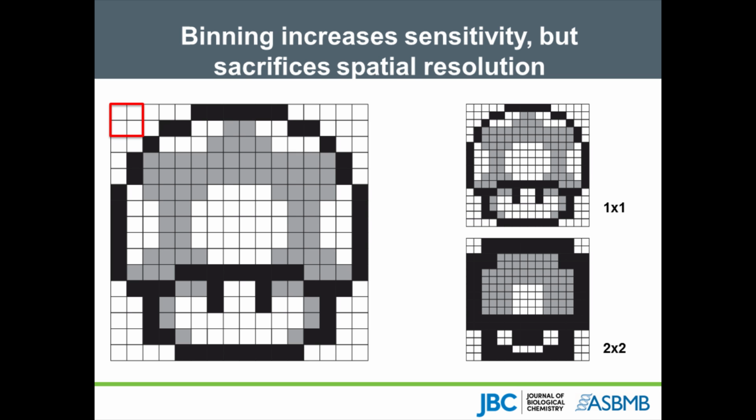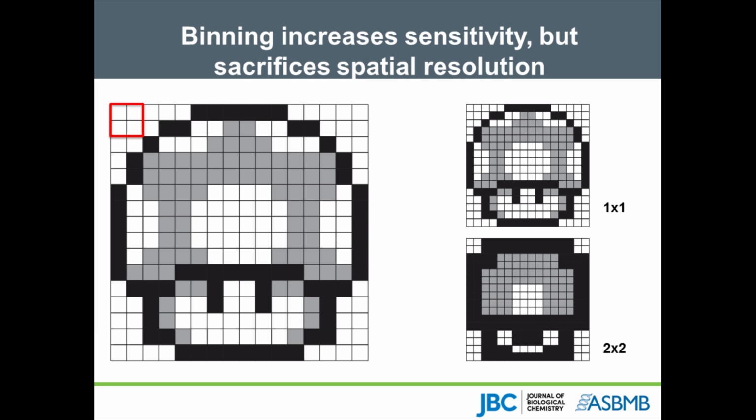Here's a simplified example of how it works. Let's take this image and let's say that each box here represents a pixel. If you bin the image one by one, that means the camera will acquire the data in 1 pixel increments, and you end up with an image that resembles the original.